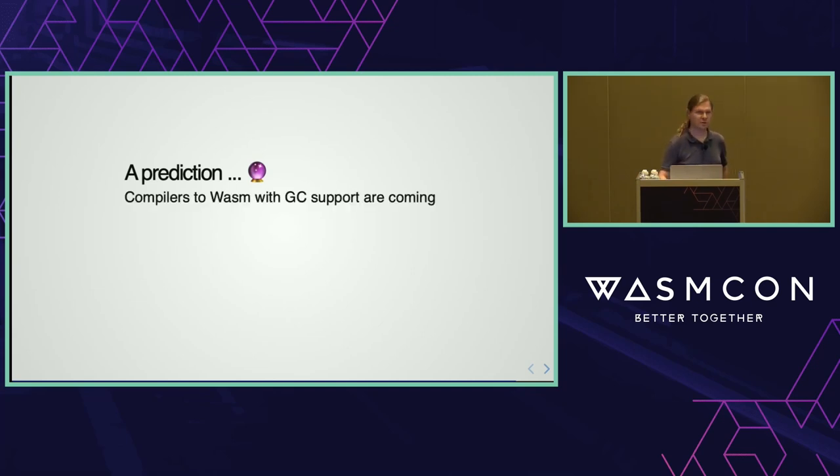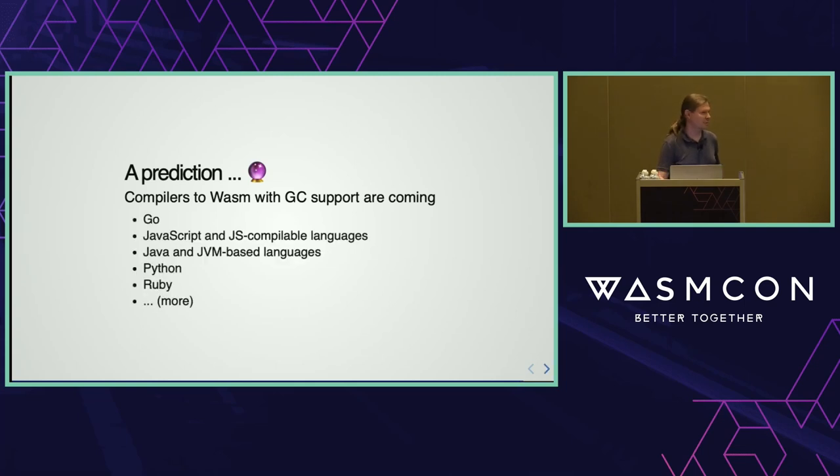We will see compilers to WebAssembly with garbage collection support coming. And we'll see these for very popular languages pretty soon. There are a bunch of projects out there, like GraalVM, and it's just a matter of time. GraalVM already supports WebAssembly as an input language. GraalVM, of course, also compiles to native images. We just need to see WASM as a native image format.